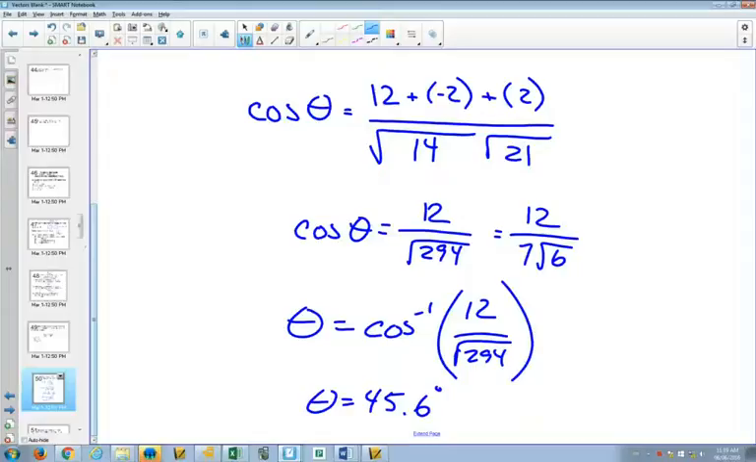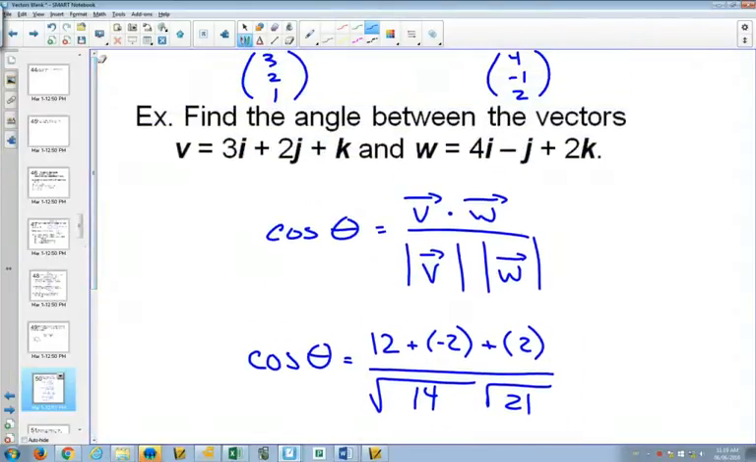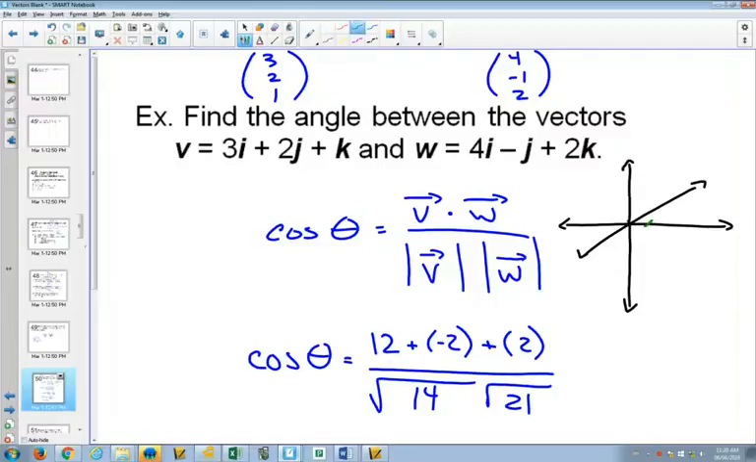So what did we just do? Okay. To get a picture of this, you have a vector that goes 3 in the x direction, 2 in the y direction, and 1 up. That would be that vector. And then we have another vector that goes 4 in the x direction, -1 in the y direction, and then 2 up. And we just found that angle between them.